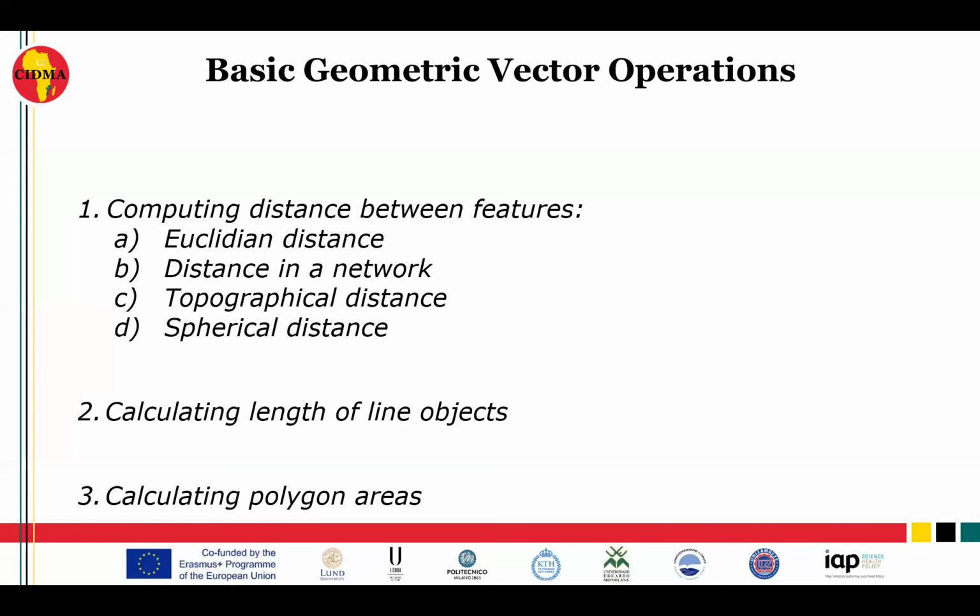And how do we really calculate the length of line objects? Well, not we. How does the GIS work in order to get you the distance? And this lecture will also talk about how polygon areas are calculated. Okay.